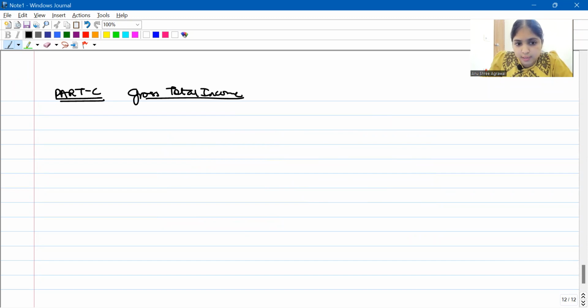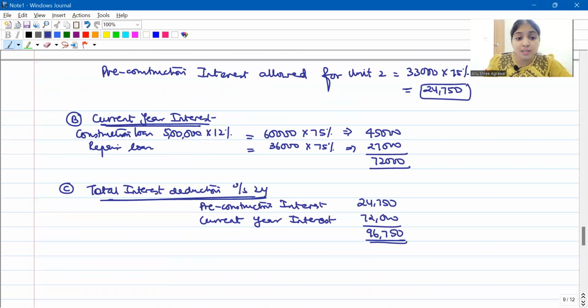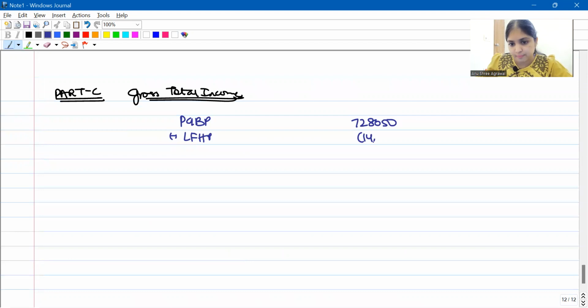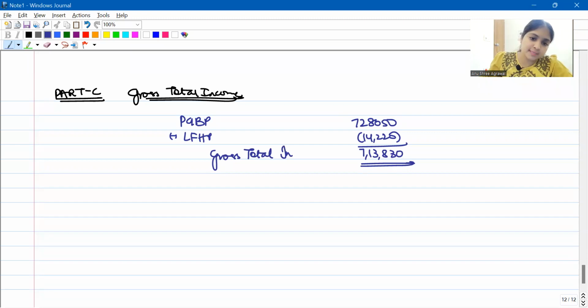Gross total income. Under this, we have a PGBP of 7,28,050 less loss from house property. What is our loss from house property? 14,220. So net number 7,13,830. This is going to be the gross total income of our assessee.